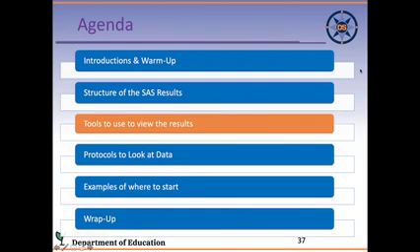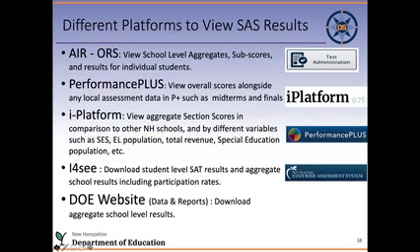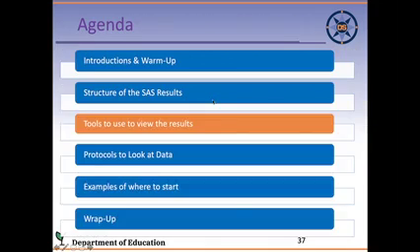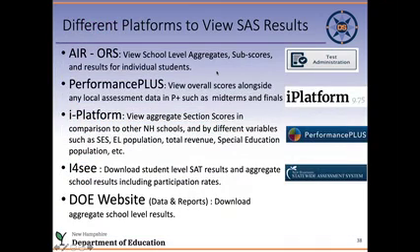Okay, so there we are. That's a whole bunch of stuff about what the data looks like and how to look at how it's scored. So now I want to go to what are some of the tools. There are a whole bunch of different ways to look at student results. Today, we're just going to talk a little bit about the ORS and a little bit about Performance Plus.